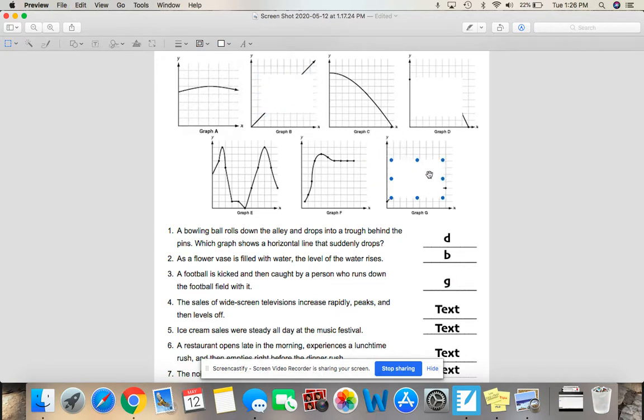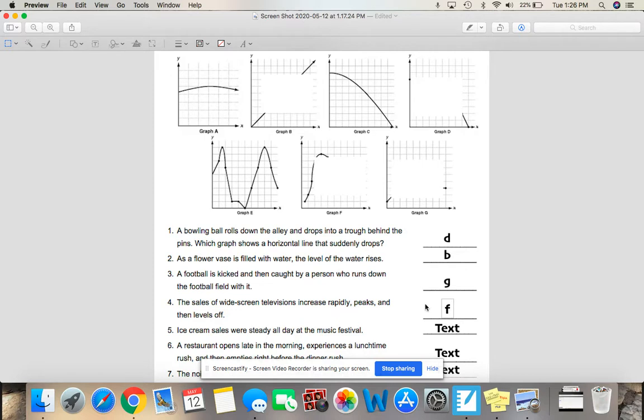All right. Now we have the cell of a widescreen television increases rapidly, peaks, and then levels off. So it increases rapidly. So we're looking at between E and F, because graph A increases very, very slowly. So we're going to ignore graph A and graph C. So notice here in graph E how it increases, decreases, and then increases again. Well, this one just says it increases rapidly, peaks, and then levels off. So notice how in graph F, it starts to stay constant. That's what we mean by it levels off. So graph F is going to go with number 4.